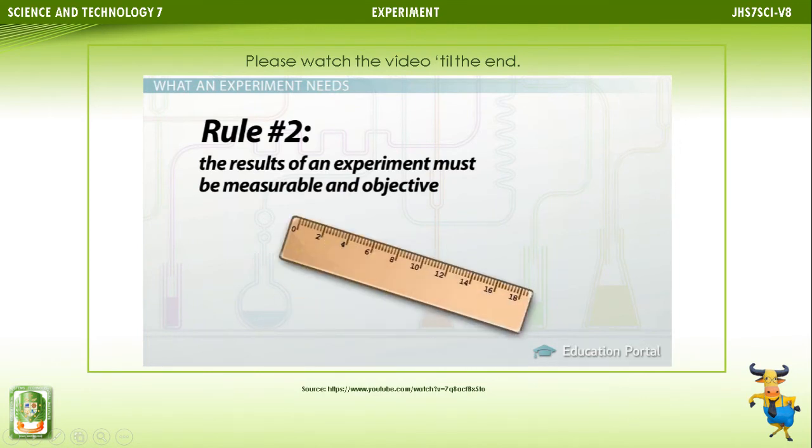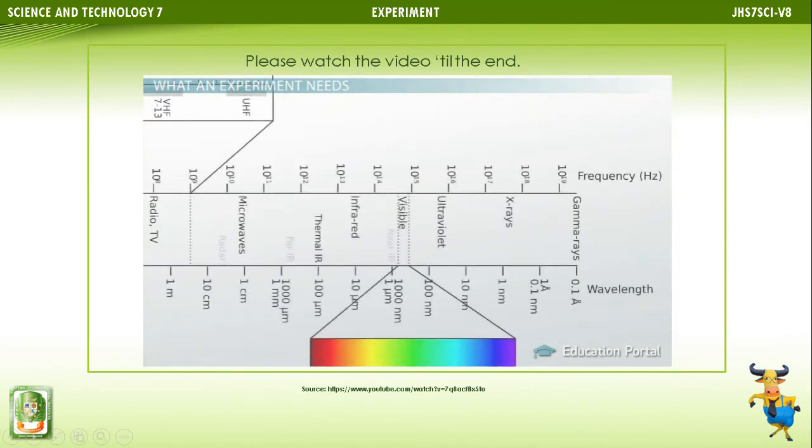Scientists use standard units to measure different properties like length, time, volume, mass, and speed. Sometimes we need special equipment to observe things in a measurable way. For example, we can't see ultraviolet light or hear infrasonic sounds. We need special devices to detect and measure those properties for us.